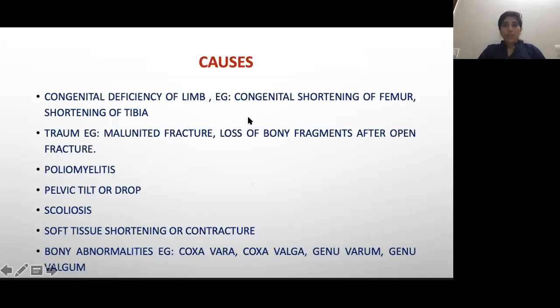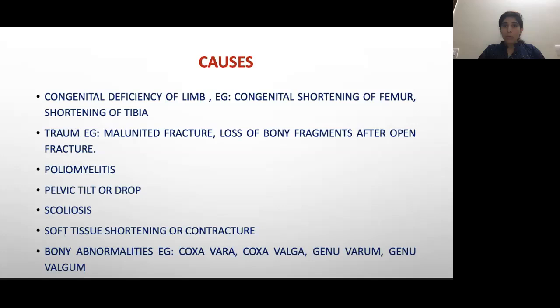What are the causes of limb length discrepancy? The main cause is the congenital deficiency of the limb, that is congenital shortening of the femur or tibia. Other causes are scoliosis, the lateral curvature of the spine, and bony abnormalities like coxa vara, a decrease in the angle of the head and shaft of the femur, whereas coxa valga is an increase in the angle. Knee deformities like genu valgum, that is knock knee, and genu varum, that is bow leg deformity.